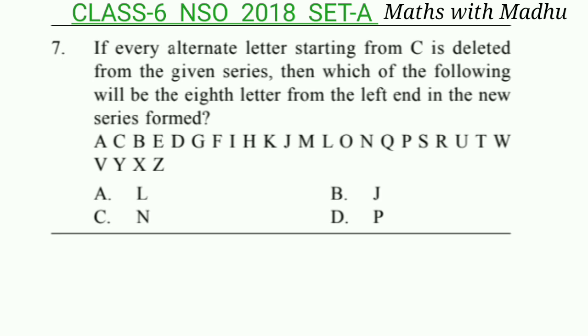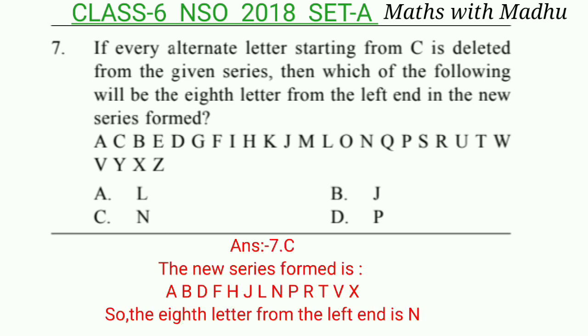Question number 7. If every alternate letter starting from C is deleted from the given series, then which of the following will be the 8th letter from the left end in the new series formed? If we delete every alternate letter starting from C, the new series will be A, B, D, F, H, J, L, N, P, R, T, V, X. So the 8th letter will be N from the left in the new series. So the answer will be option C.